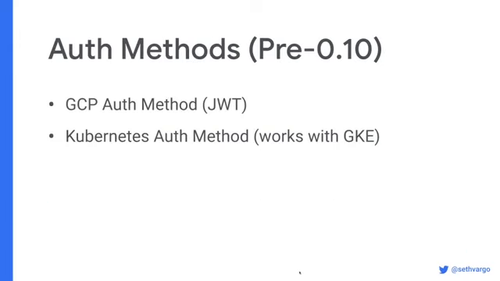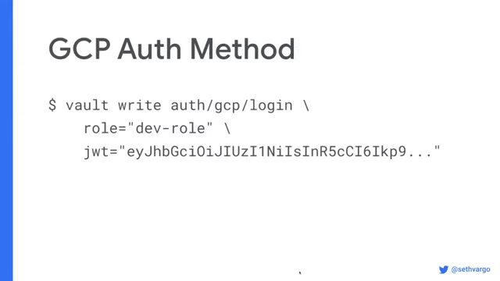In terms of ways in which users could authenticate to Vault, similar to username and password or LDAP, on GCP we had two primary methods. The GCP auth method, the Google Cloud Authentication method, which leverages a JWT token, and we also have the Kubernetes auth method, which works with the Google Kubernetes Engine. If you're not familiar, the GCP auth method is very straightforward. It looks like this, and obviously, as you all know, this is also available via the API.